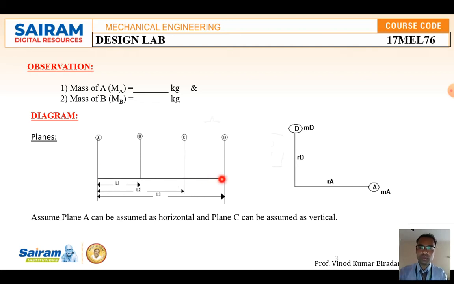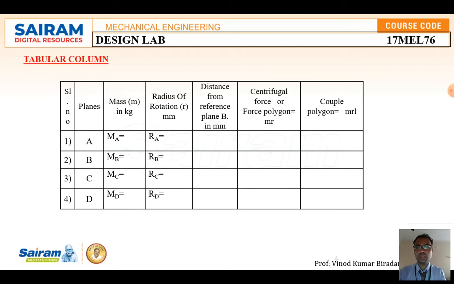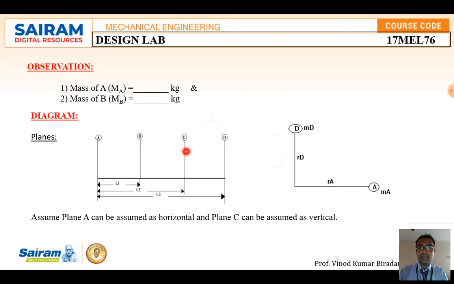From the reference plane, you assume a length, and from this plane to this is called the radius of rotation. That you also note down. So this is the tabular column. Serial number: you note down the planes 1, 2, 3, 4. How many planes are there? A, B, C, D. Four planes will be there.